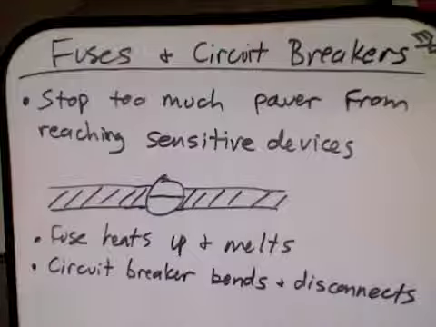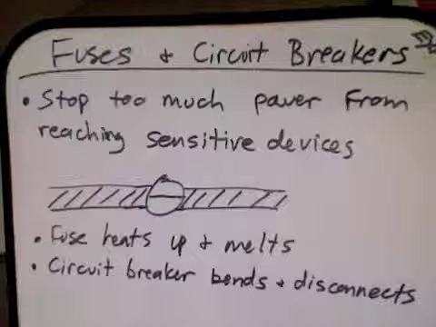Sometimes too much current or too much power flows through a circuit, and we want to protect sensitive devices from all that extra power. That's what fuses and circuit breakers are for. A fuse is essentially a very small piece of metal that when the current flows through it, if the current is too high, it will heat up and melt. And if it melts, then it won't be there anymore, and the hole in the circuit that it leaves behind will stop current from flowing. So it's a safety measure.